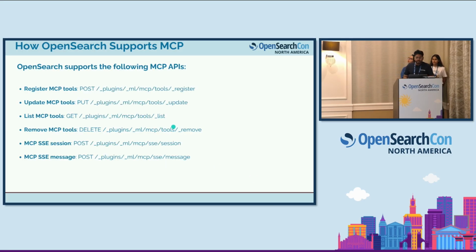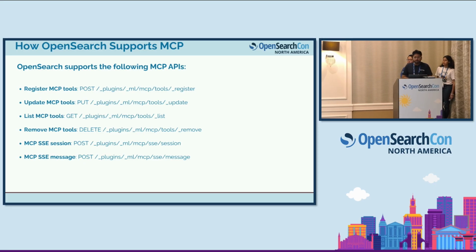Again, there are a lot of APIs that MCP supports for ML commons and AI searches and all. These are some APIs that are already there. You can use them to register the MCP tool, you can update the MCP tool, and you can list them with some get calls.